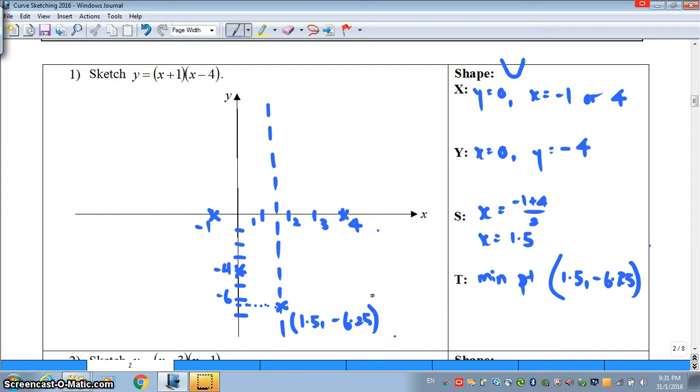Now, notice we have four crosses. Please make sure you join all the four crosses that you have marked out with a smooth curve. If it's a little bit skewed, please do not hesitate to just erase it and do it again. And there you have it, our curve for y is equal to x plus 1 multiplied by x minus 4 is done. Please follow the same approach and do example 2 yourself. Thank you.